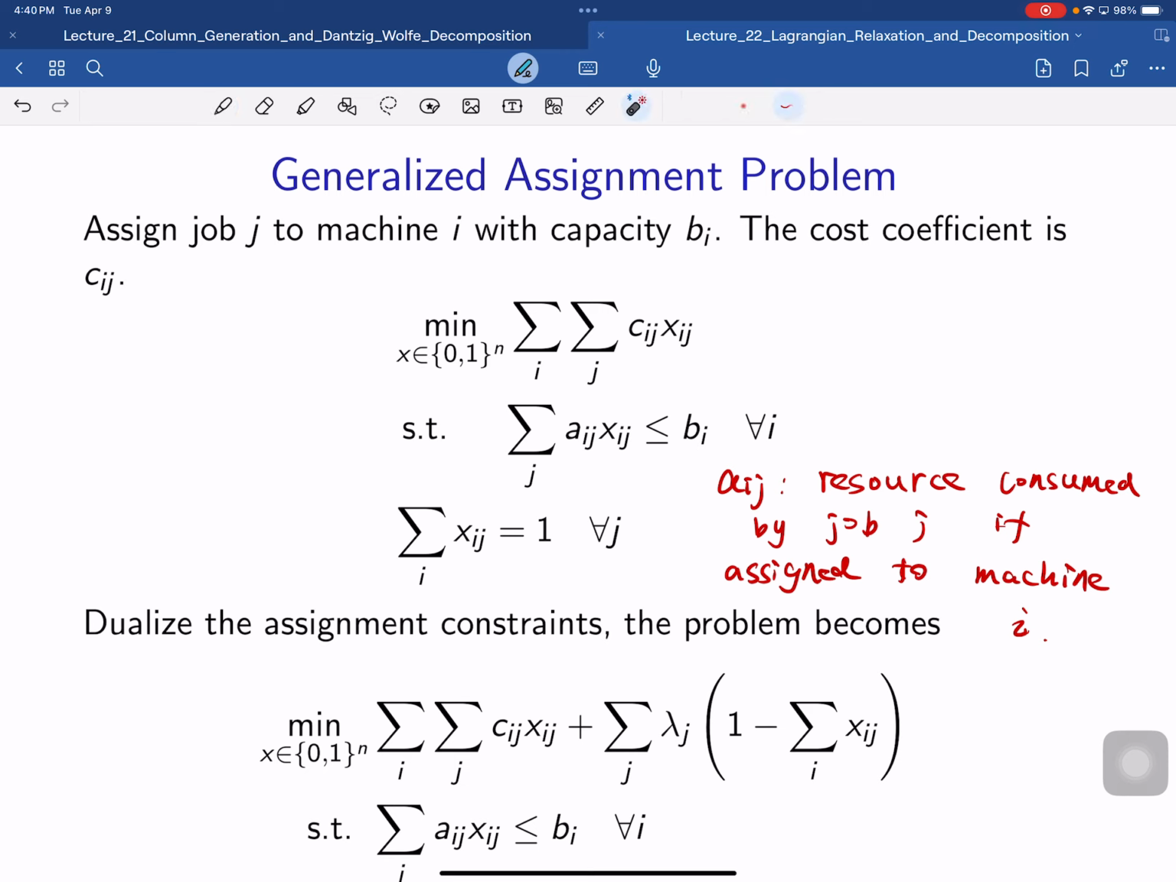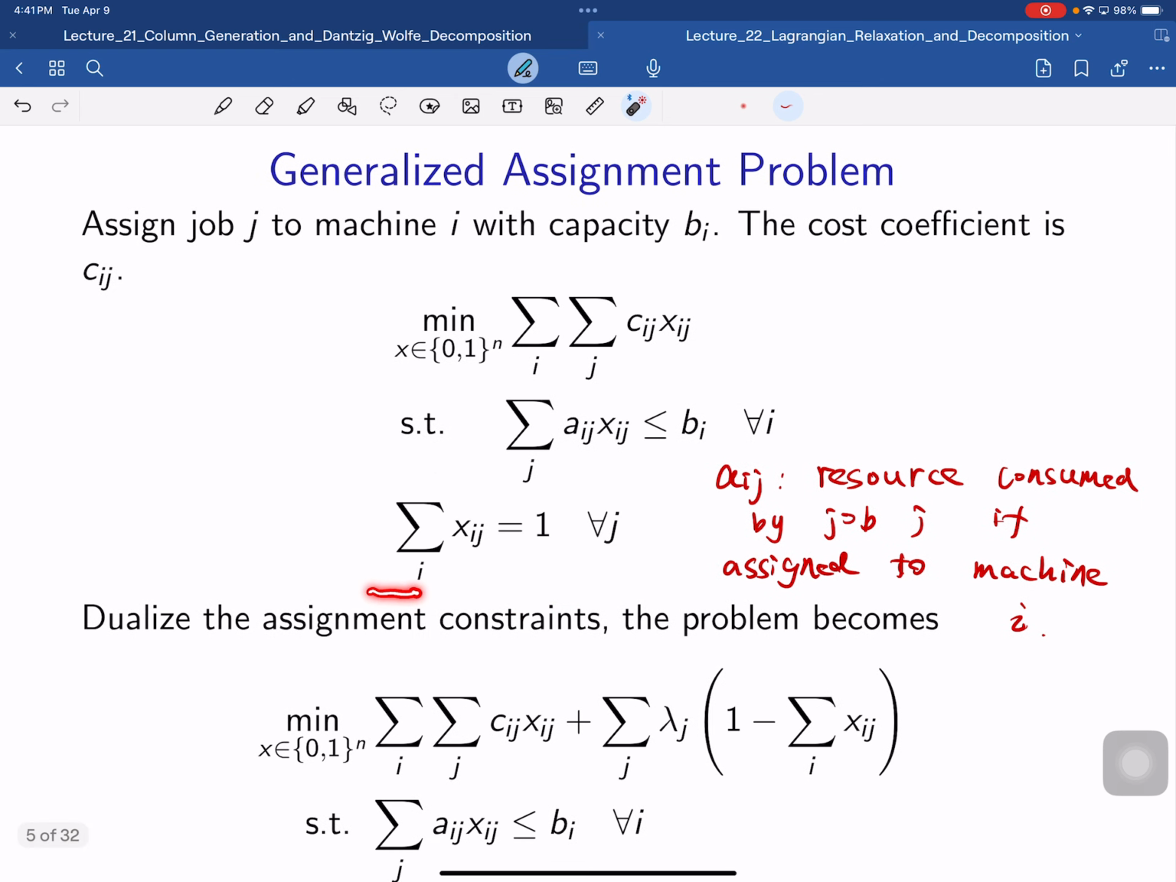So then if you sum over all the jobs that are assigned to a given machine i, it has to be less than or equal to b_i, the capacity of machine i. Right? And then this constraint is saying that each job must be assigned to one of the machines, right? So if you sum over all the machines, where i is the index for the machines, the job j must be assigned to one of the machines. Right? So this is an assignment constraint, and then this constraint is a capacity constraint.